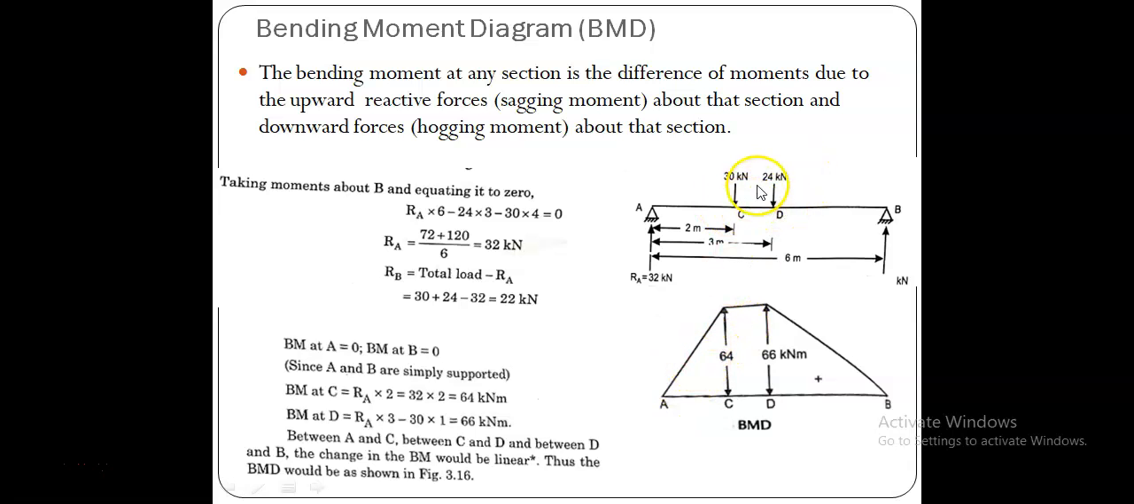Like that, between C and D, you can also form the equation: RA into the distance x, minus 30 into the distance x minus 2. When we resolve this equation, again it comes out as a straight line. Therefore I just connect the straight line. Between these two it is also a straight line equation. So we connect all these points through lines, and this is the shape of the bending moment diagram for this particular case.